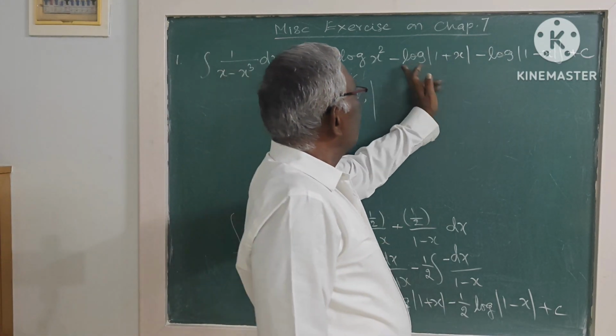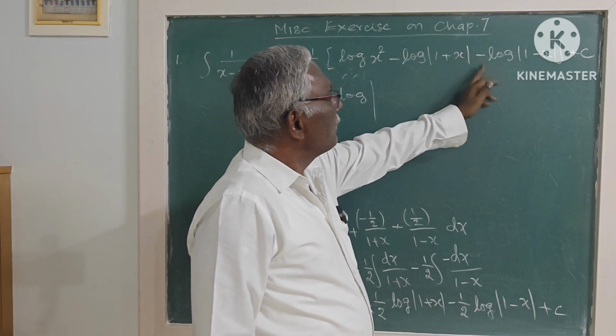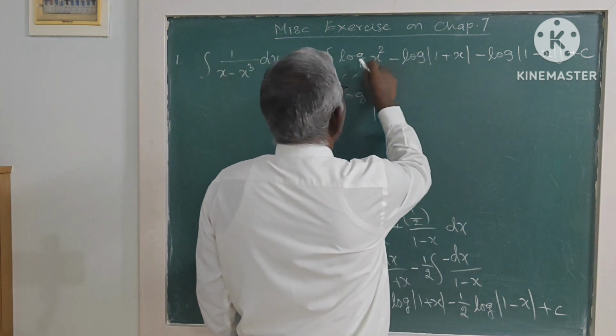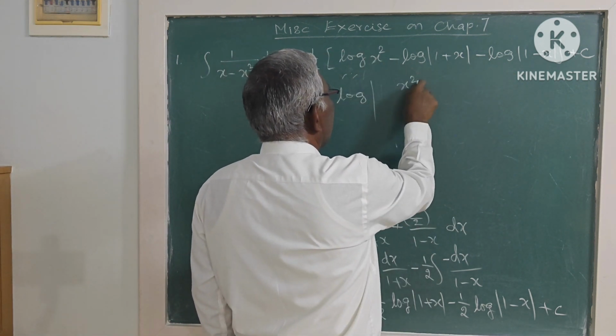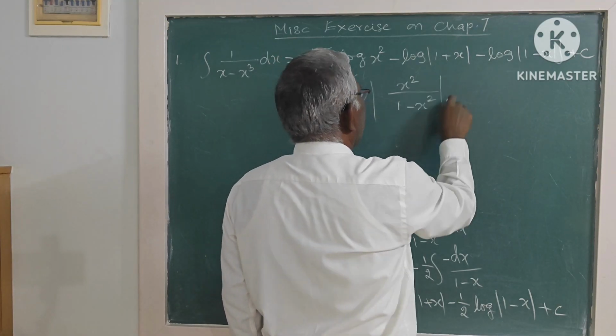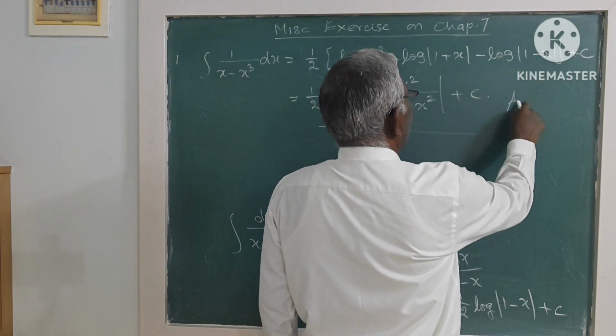So log m plus log n is log mn. So the answer will be x square by 1 minus x square plus constant. So this is the answer.